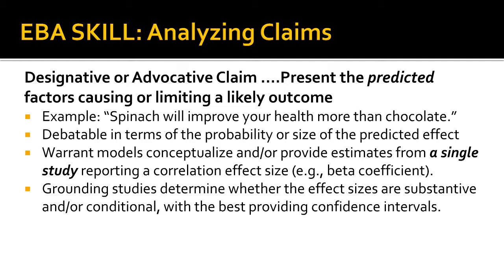Designative claims can be debated based on the probability or size of the predicted effect. We can test the claim shown by examining the relative influence that spinach and chocolate have on health. Because this designative claim was proposed to be absolute, spinach always improves health more than chocolate, any health condition which would benefit more from eating chocolate would invalidate the claim.